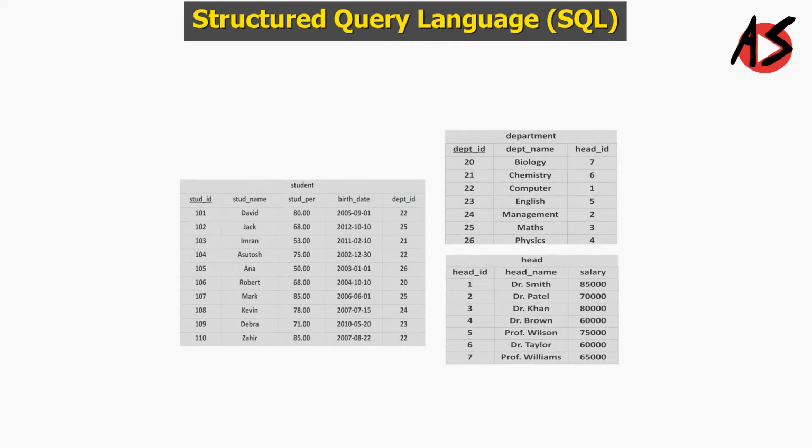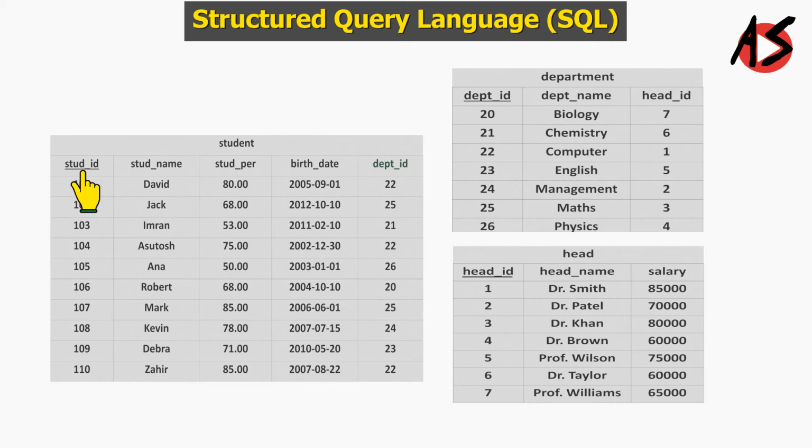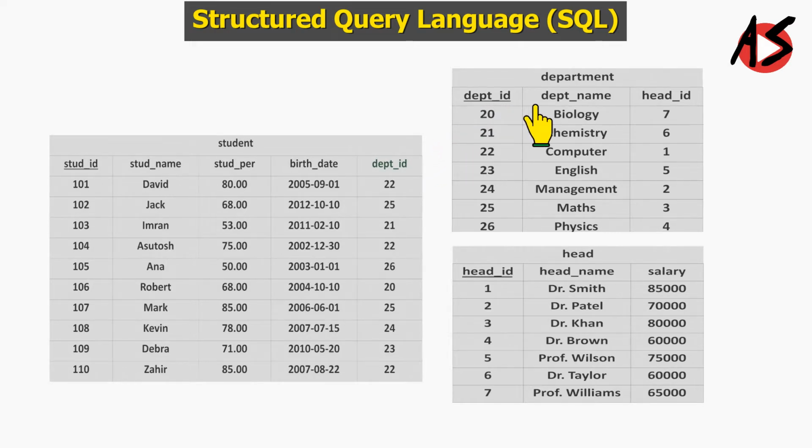A database contains one or more tables. Here we have tables like student, department and head, in which the student table contains columns or fields like student ID, student name, student percentage, birth date and department ID. While the department table contains columns like department ID, department name and head ID. And the head table contains columns like head ID, head name and salary.